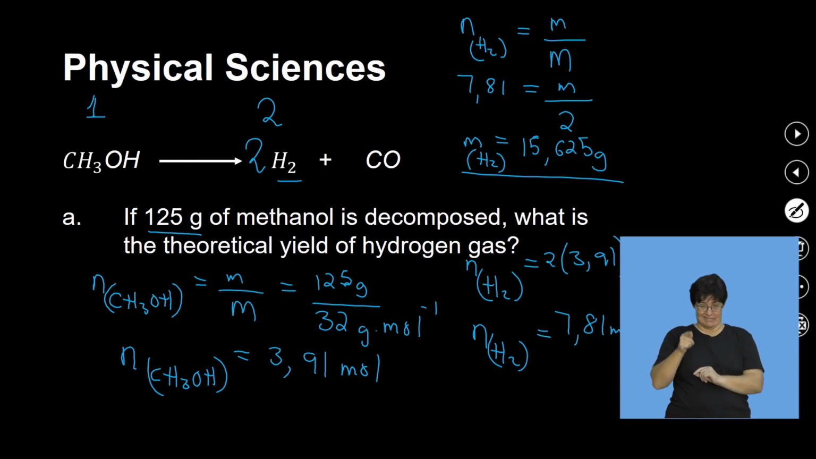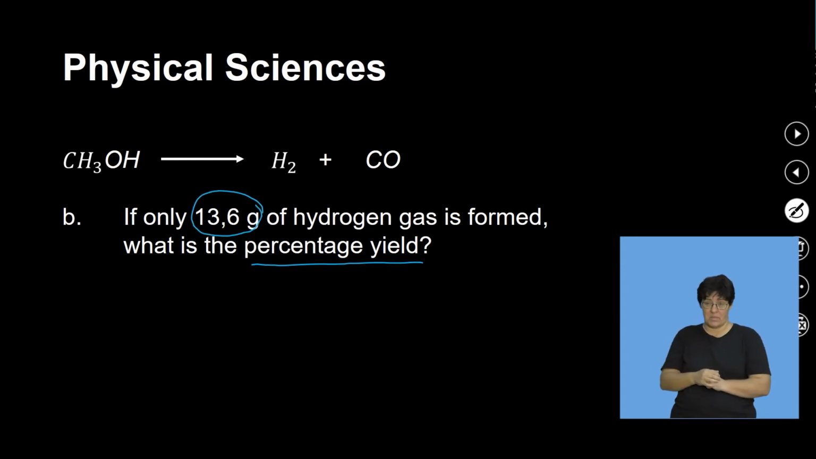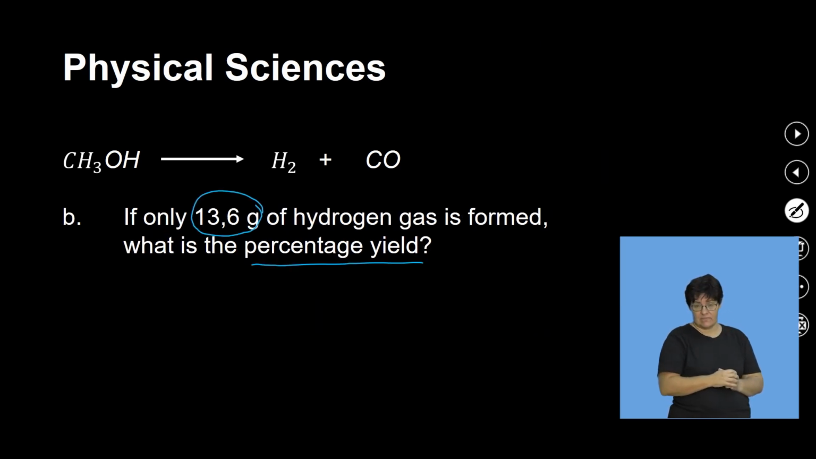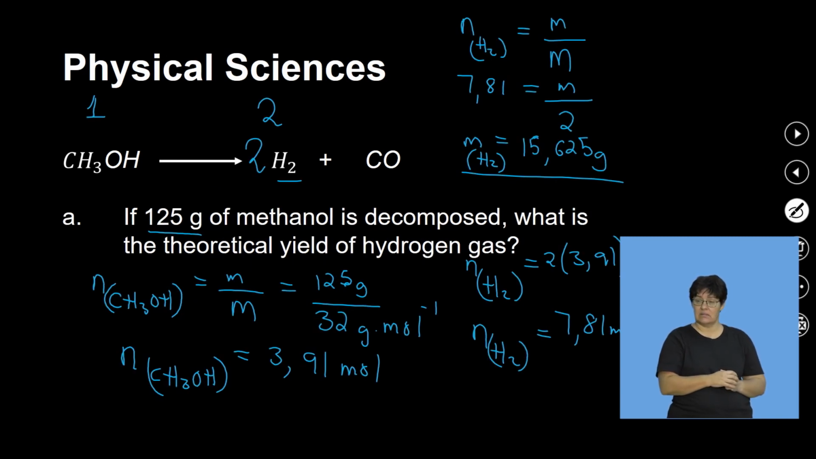But then the question that follows says we must be able to determine the percentage yield. Now we want to express the actual yield. This is the actual yield because it says only 13,6 grams of hydrogen gas were formed. But what did we expect? The expected amount was 15,625. So the percentage yield is equal to the actual yield, which is 13,6, divided by the expected one, which is the theoretical. In this case, the theoretical is 15,625.